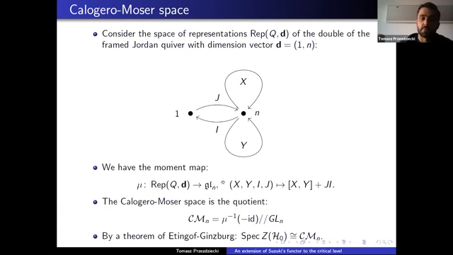I have the GL_n, which is acting in a Hamiltonian way. And I have this moment map. If I take the fiber at minus identity and take the quotient, then this is the Calogero-Moser space. And by a theorem of Etingof and Ginzburg, we have this isomorphism.